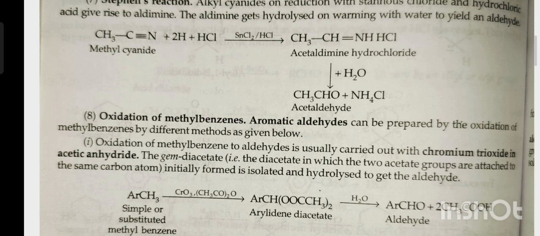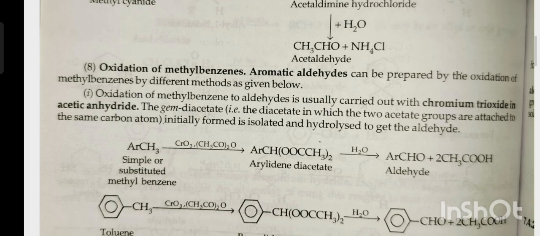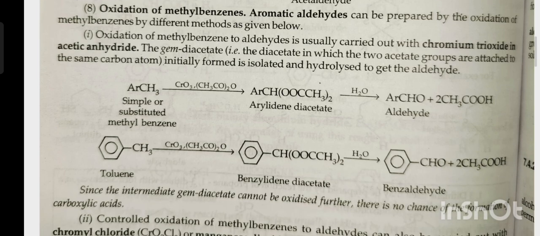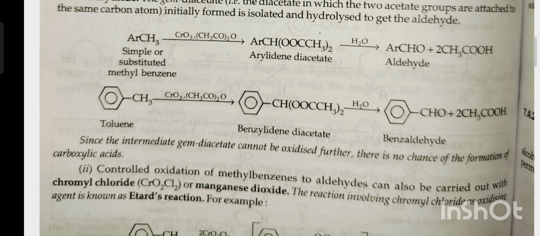Eighth, oxidation of methyl benzene. Aromatic aldehyde can be prepared by the oxidation of methyl benzene by different methods as shown below. First, oxidation of methyl benzene to aldehyde is usually carried out by chromium trioxide in acetic anhydride. The gem diacetate, in which the two acetate groups are attached to the same carbon atom, is initially formed, isolated and hydrolyzed to get the aldehyde. Simple or substituted methyl benzene gives aryl diacetate and then hydrolysis converts it into aldehyde. Since the intermediate gem diacetate cannot be oxidized further, there is no chance of formation of carboxylic acid.